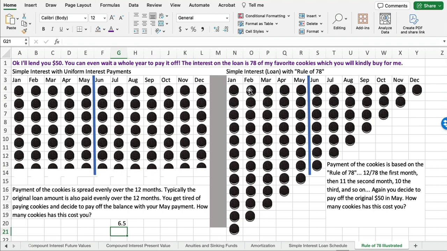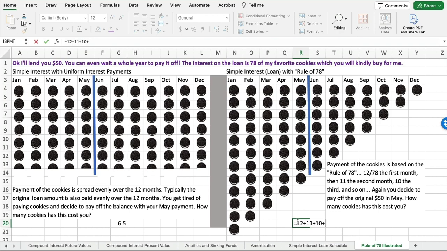And then you're just going to keep reducing the stack by 1 each time. So the February stack has 11 cookies in it. The March stack has 10 cookies, and then 9, and then 8, and then so on, all the way down to 1. Okay? We can actually do this here. I can calculate. So equals 12 plus 11, and just keep adding.